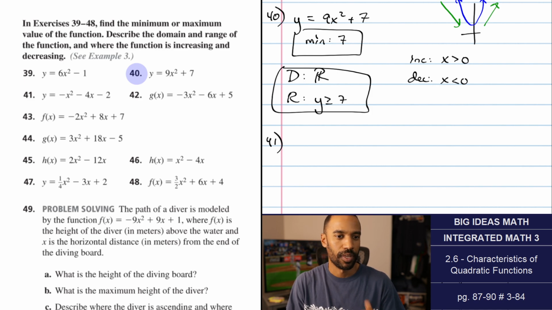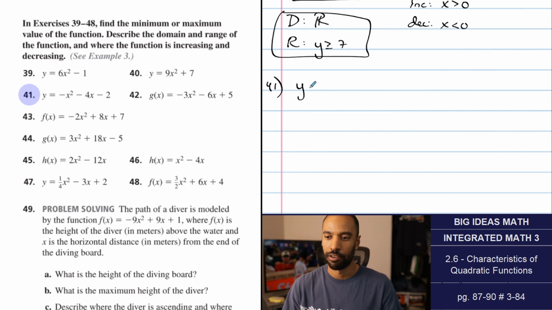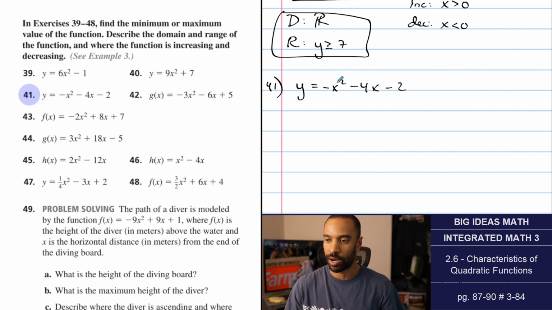All right, 41. This time, the y-intercept is not the vertex. With that b value involved, that means there's more I have to do. So I'd like to find the vertex first. The vertex helps me identify the min or max, and it helps me talk about the interval of increasing or decreasing to the left or right of the vertex.